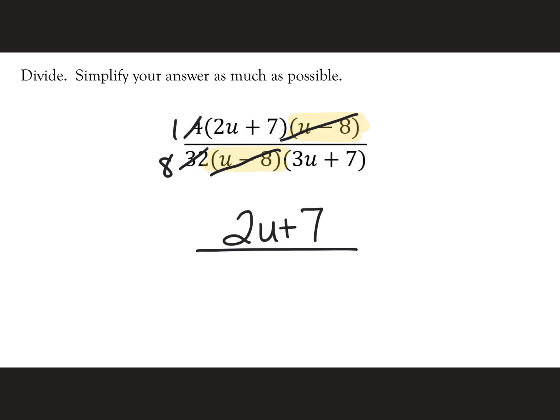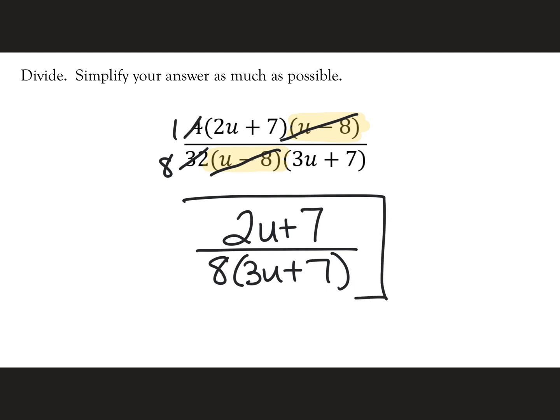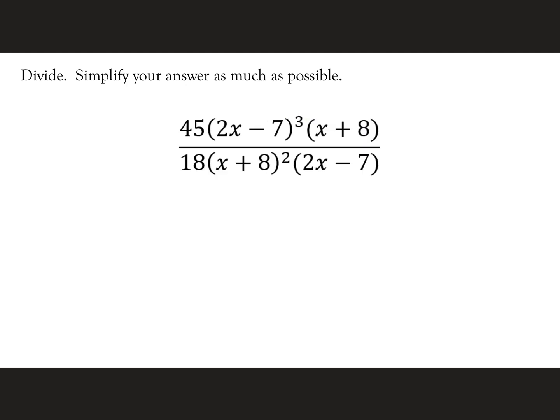Now the bottom, I do need to make that still a multiplication problem, so I'll put 8 and 3u plus 7. Now, is that as simplified as it could be? I could multiply those out and make the bottom 24u plus 56, but I'm just going to keep it like this for now. Well, here we go.